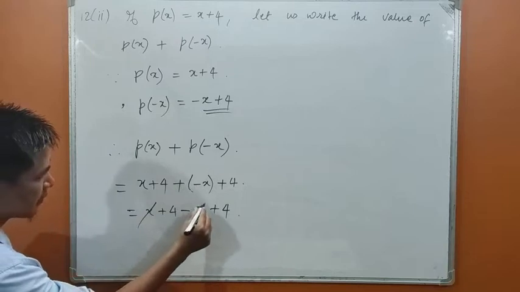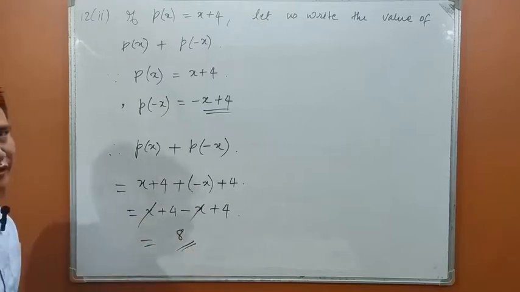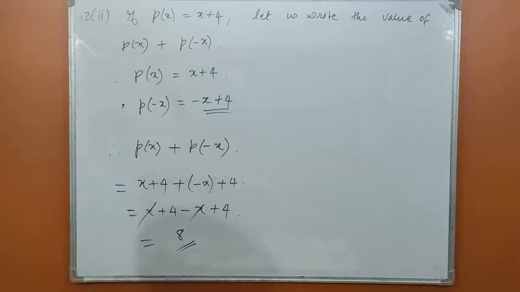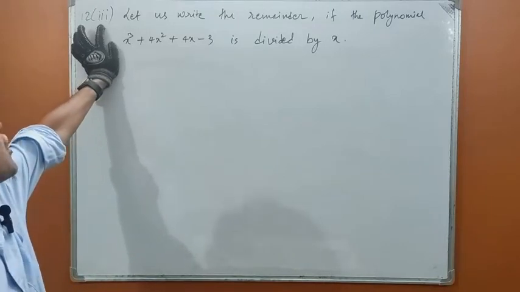So plus x and minus x cancels out. 4 plus 4 is 8. I hope you got this. It's easy, isn't it? Let's move on to the next question, that is 12 sub number 3.